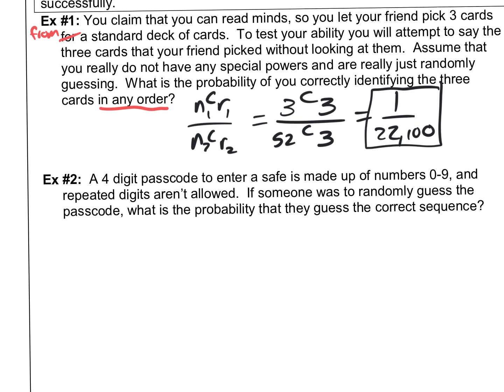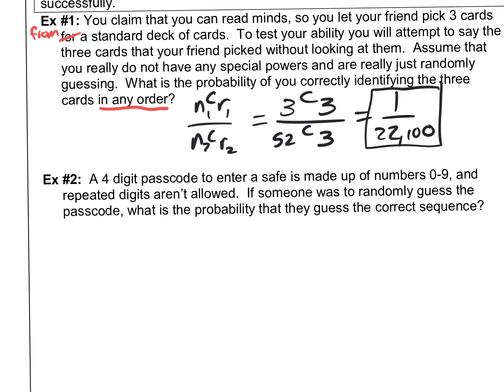Example 2 is another example here using these probability formulas. However, now we're going to see that order might matter. And I'm going to show you 2 ways that we could think about this problem. So let's read this one. It says a 4-digit passcode to enter a safe is made up of numbers 0 through 9. And repeated digits aren't allowed. So if you use 9 in one spot, you can't use it again. If someone was to randomly guess the passcode, what is the probability that they guess the correct sequence?